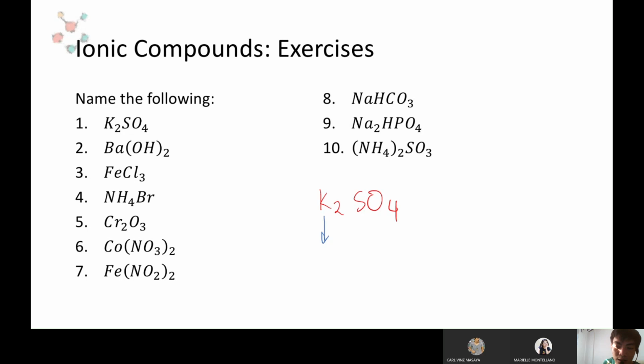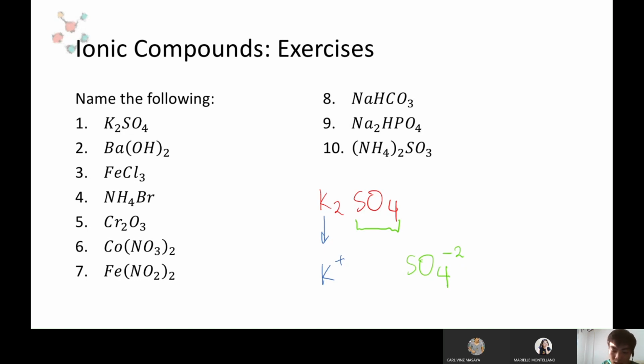Yung K. So, siya yung cation. Ano yung charge ni K? Group 1A yan. So, ang charge niya is positive 1 parate. So, sino naman yung anion? Ang anion natin would be the whole SO4. Diba? Ano yung charge ng SO4? Na oxyanion yan, diba? Negative 2. Diba? So, paano natin papangalanan yung K plus, yung cation na K, and yung anion na SO4?